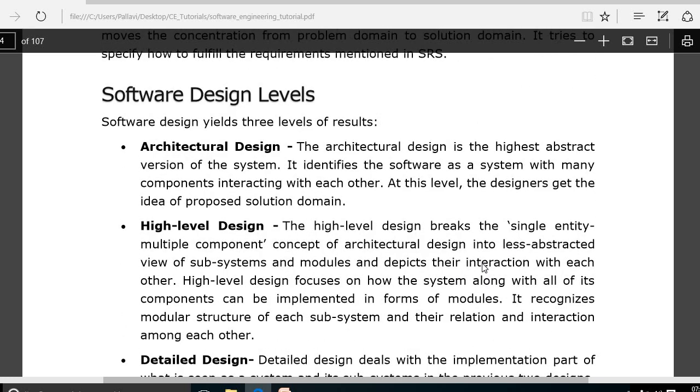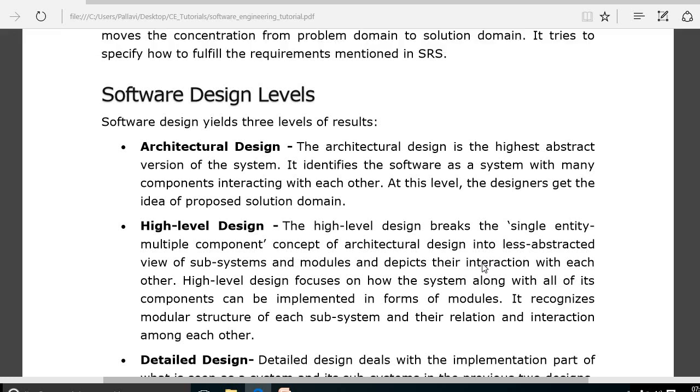So what is architectural design? The architectural design is the highest abstract version of the system. So it identifies the software as a system with many components interacting with each other. So at this level, the designer gets the idea of the proposed solution domain or proposed system.